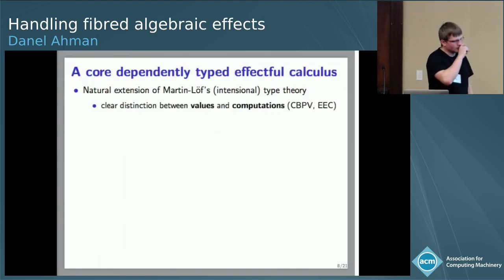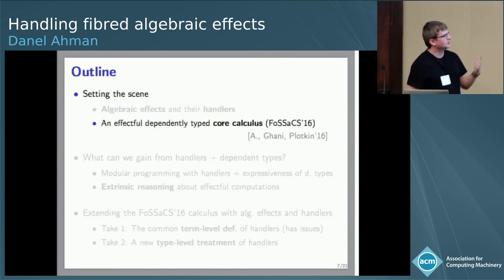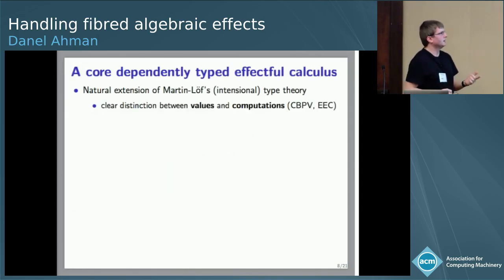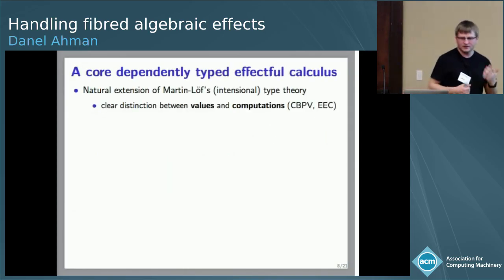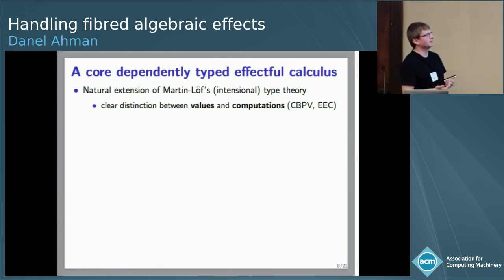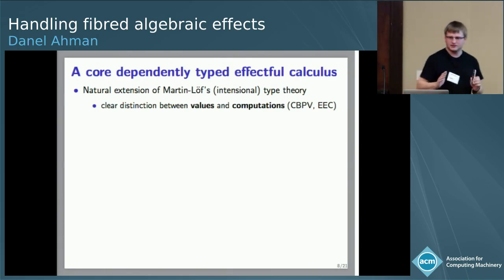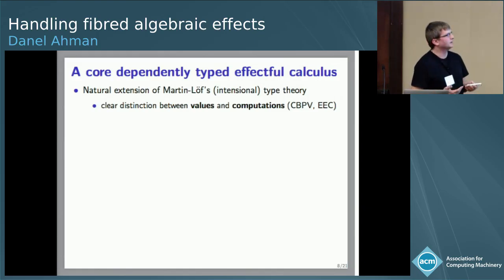So let's now look at the kind of dependent type setting that I'm working in. It's based on a paper from a few years ago with Neil Ghani and Gordon Plotkin, and it's meant to be a nice core calculus for effectful dependent type programming. It's very explicit. It's in the style of call by push value or the enriched effect calculus, so it makes a very clear distinction between values and computations, both at the type level and at the term level.